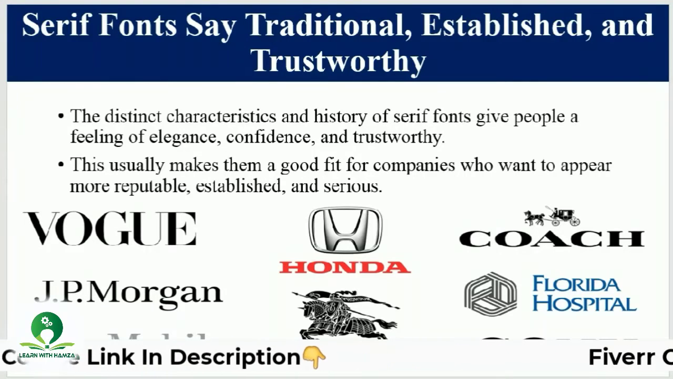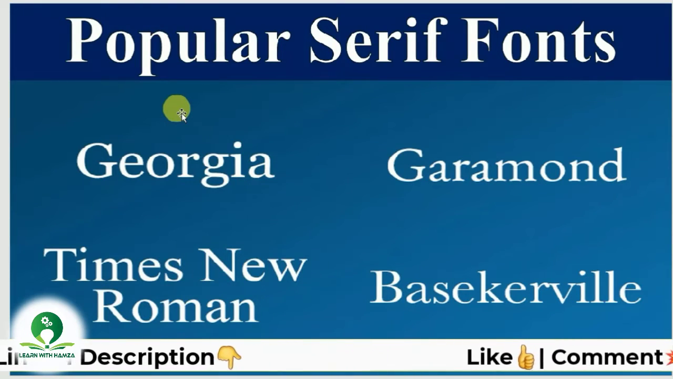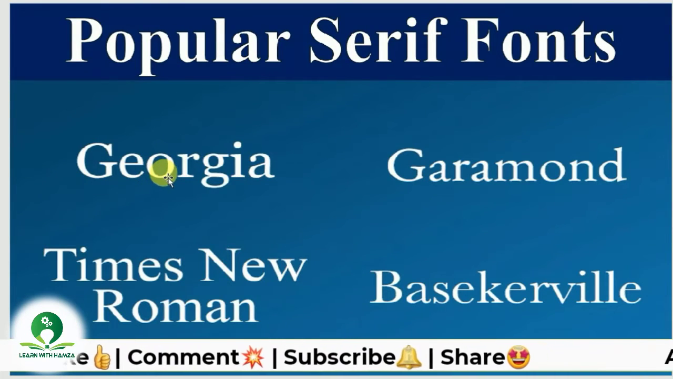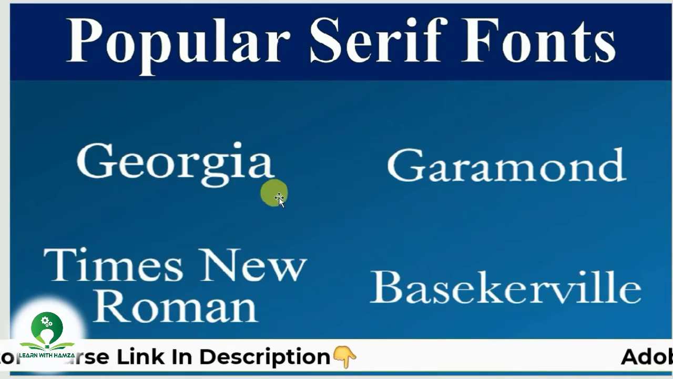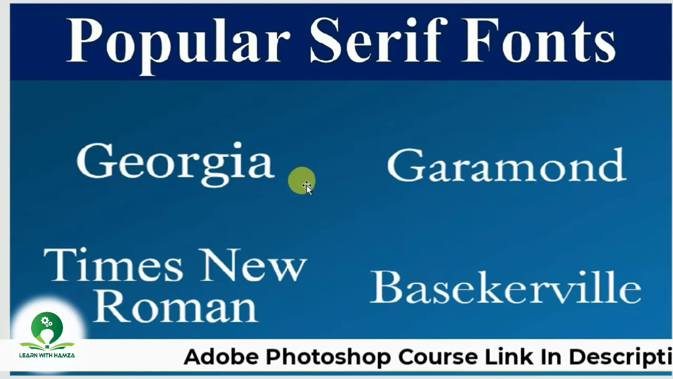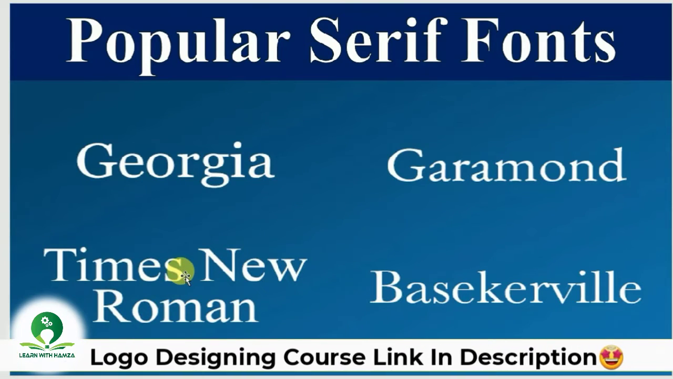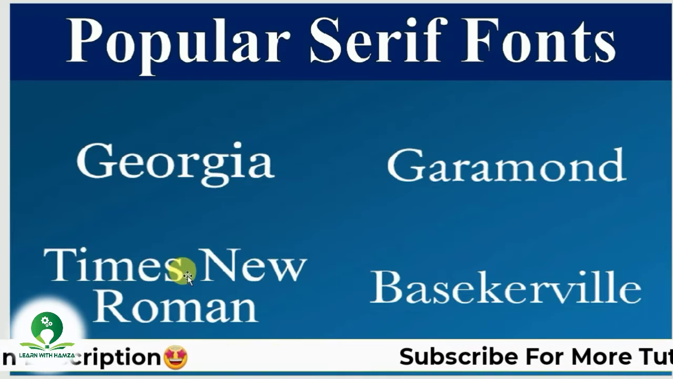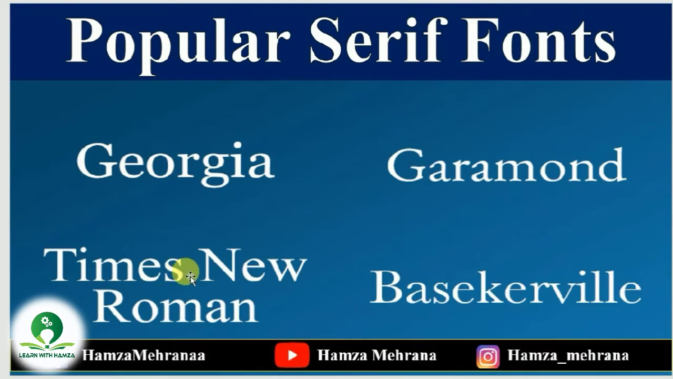And next friends, here you can see popular serif fonts such as Georgia, Times New Roman, Garamond, Baskerville. Remember, these are typefaces, and if we have Times New Roman in light, oblique, regular, each is a member, that is basically a font. So Times New Roman basically is a typeface.